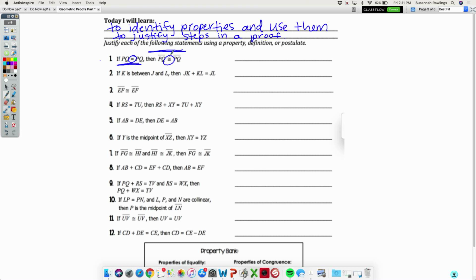Definition of congruence. Very good. And I'm not going to abbreviate all of this because this is not English class. So this is definition of congruence. I'm not concerned that you know how to spell definition, so you can abbreviate that.